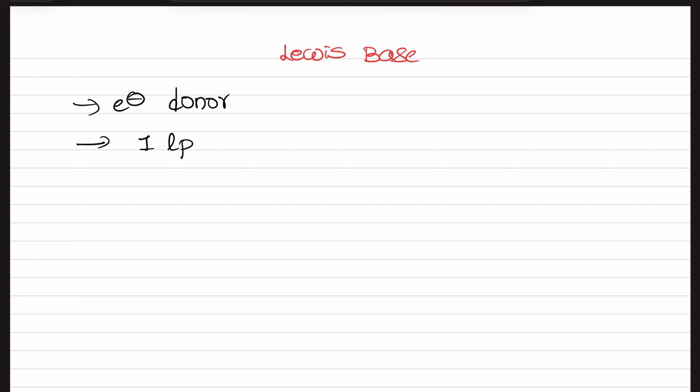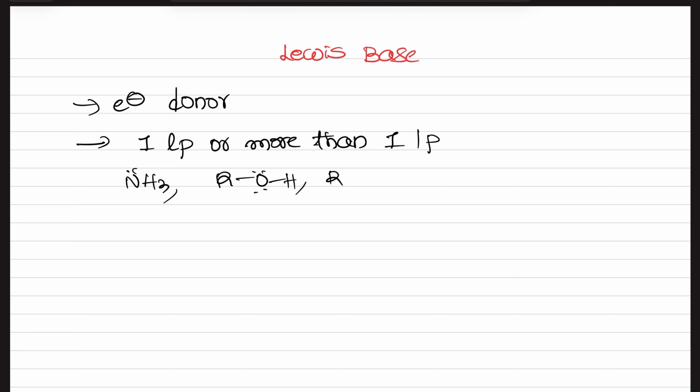What about the Lewis base? How to identify the Lewis base? Lewis base is an electron donor. Electron donor in the sense they have lone pairs of electrons. They should have at least one lone pair or more than one. For example, NH3, one lone pair is there. ROH, alcohol, two lone pairs. RNH2, one lone pair. PH3, one lone pair. These are Lewis bases because they have lone pairs of electrons.